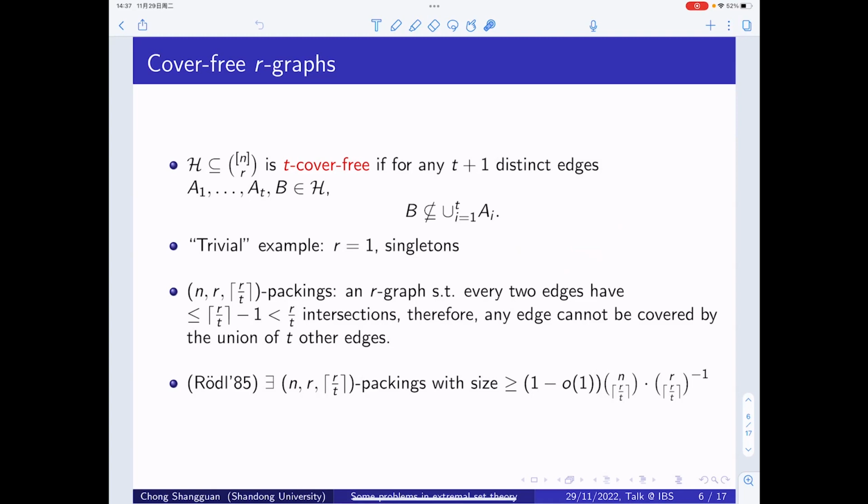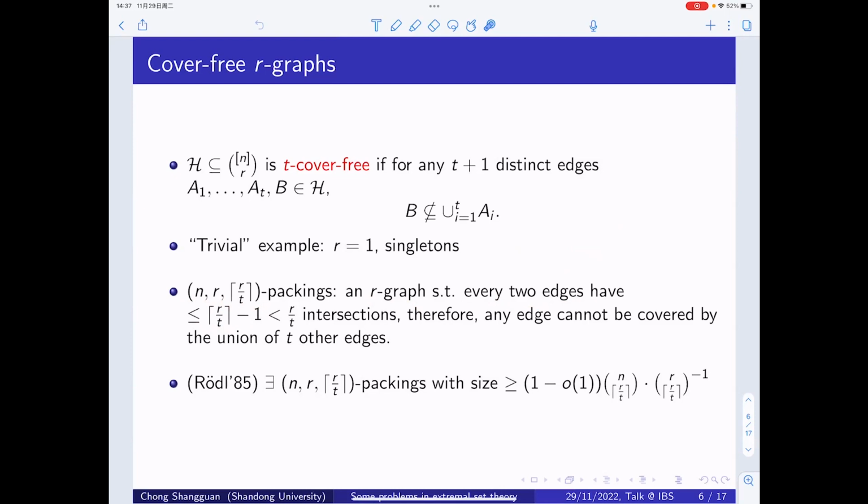In the second example, let's consider the n-vertex r-graph, the ceiling of r over t packings. This is an n-vertex r-graph with the property that every two edges can have at most the ceiling of r over t minus 1, and hence less than r over t, intersections.